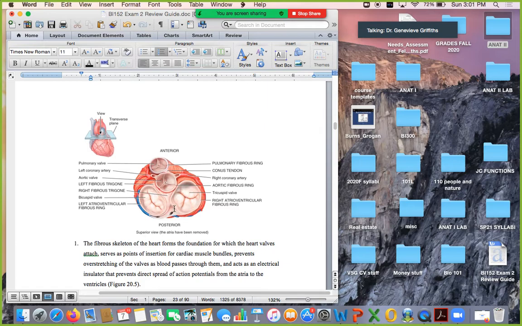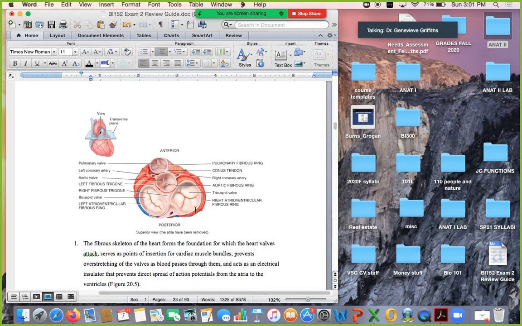It's just a heartbeat, well, less than a heartbeat, obviously. All right, so this also shows the fibrous skeleton. So here's the pulmonary fibrous ring, which is going to surround the pulmonary valve. We're going to have the aortic fibrous ring, which is going to surround the aortic valve. We have the atrioventricular fibrous ring on the left and the right, which surround the bicuspid and the tricuspid valves.